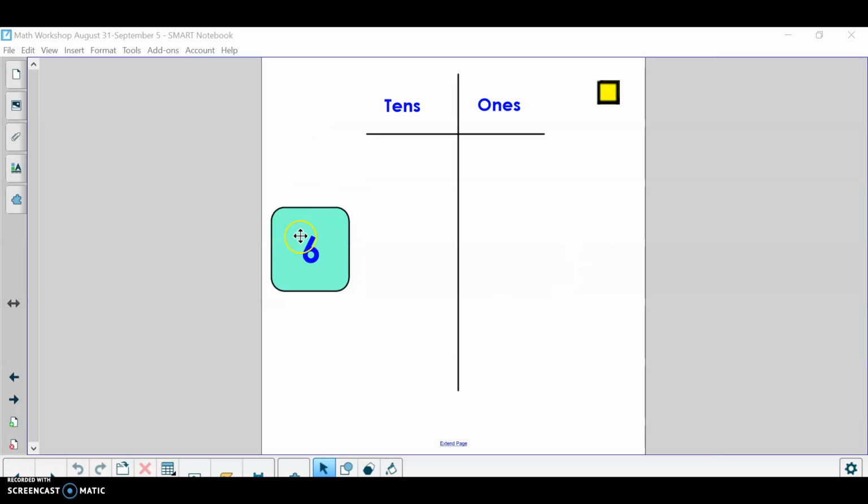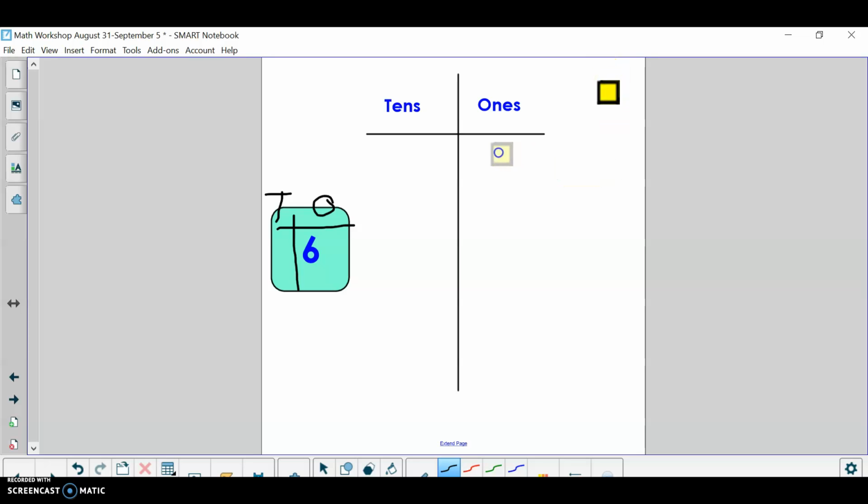Let's get started. Here, boys and girls, we have the number 6. I want you to look at 6 and tell me, how many tens and how many ones? Does it look like we have any tens here? That's right, we don't. But how many ones do we have? Very good, 6. So let's take our ones units and bring them over to the ones place.